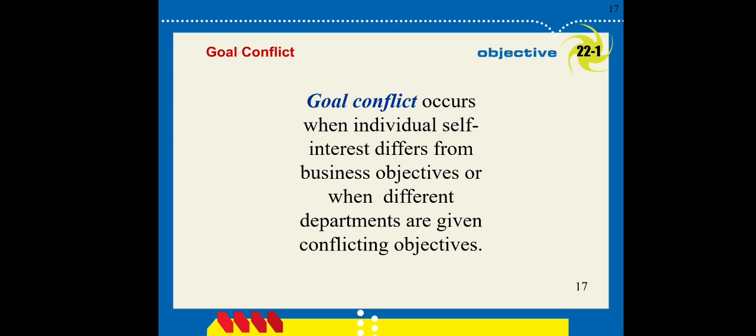Okay, this is about goal conflict. It occurs when individual self-interest differs from business objective, or when different departments are given conflicting objectives. So a budget can conflict with the interest or goal of a worker, and in other situations, the interest of one department can be different or in contrast to the goal of other departments. So these are the things that you have to be careful about. If you are a manager, avoid this. Make sure that there is no conflict of goals between employees, and also between departments in your business. Okay, avoid that.